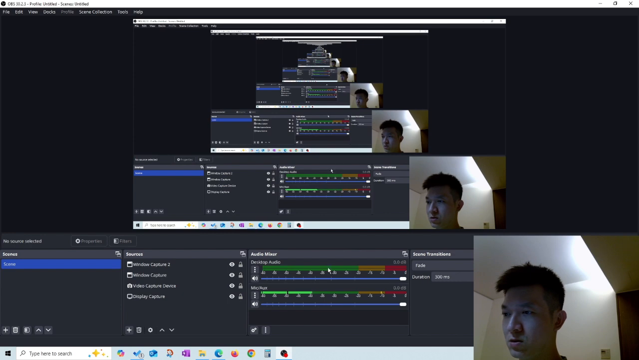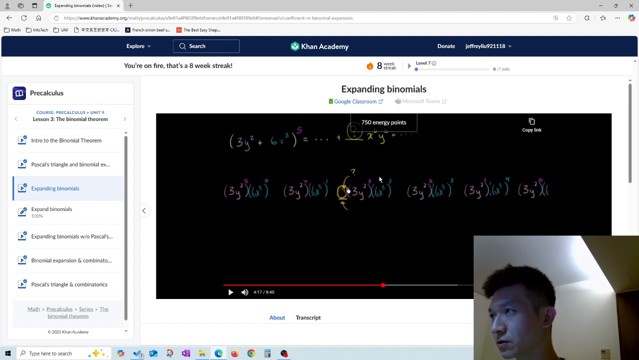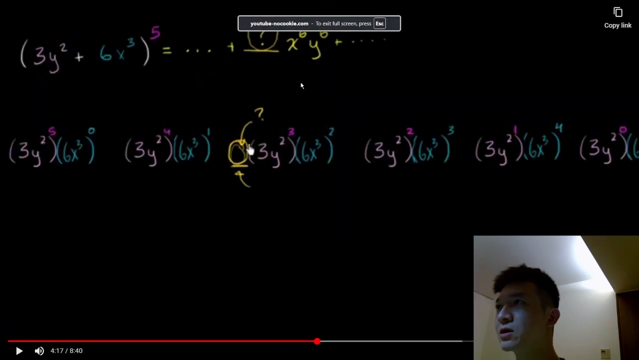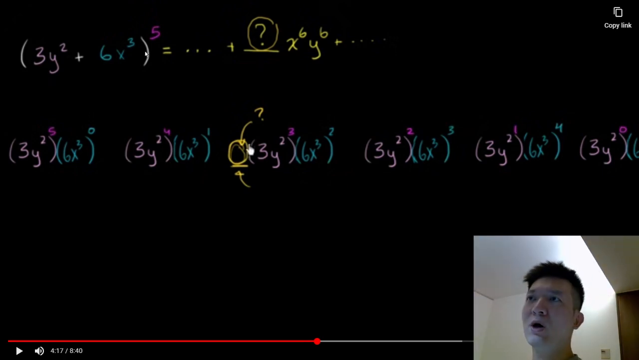Okay, so we were doing binomial theorem. Basically, you have the two terms here, a and b. The question is asking you about x to the power of 6 and y to the power of 6. Let me just expand it. So x to the power of 6 and y to the power of 6, and the question is asking you about the coefficient, right?